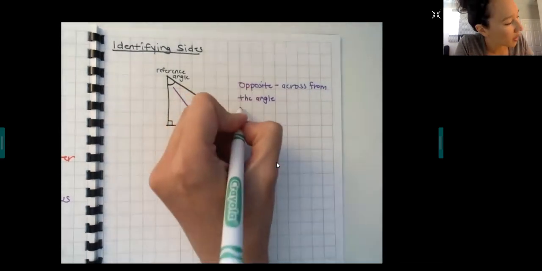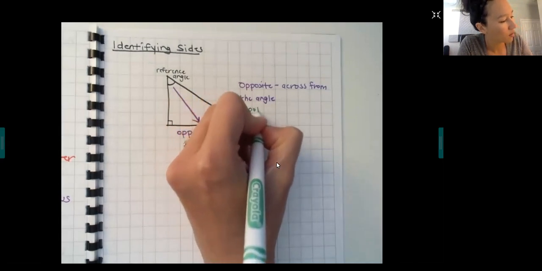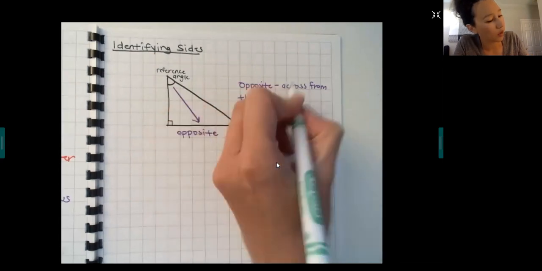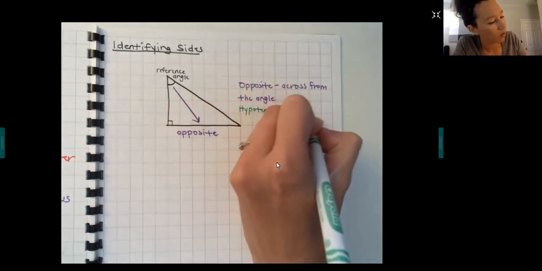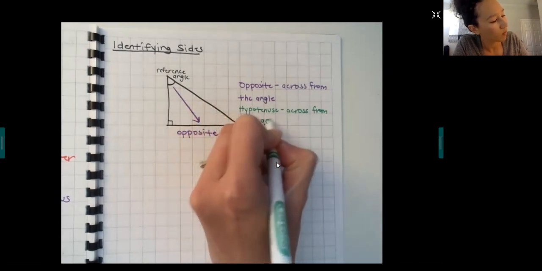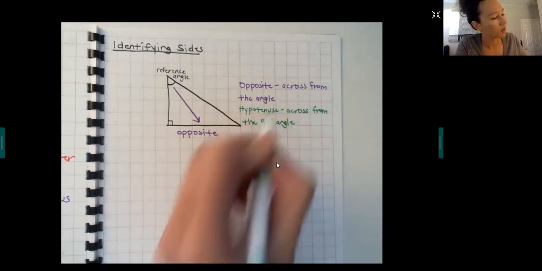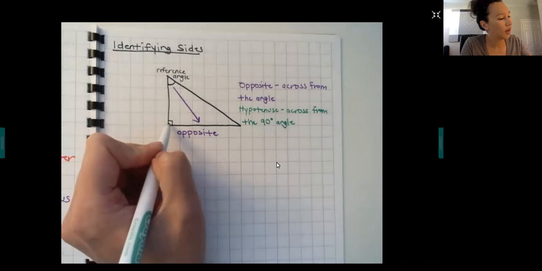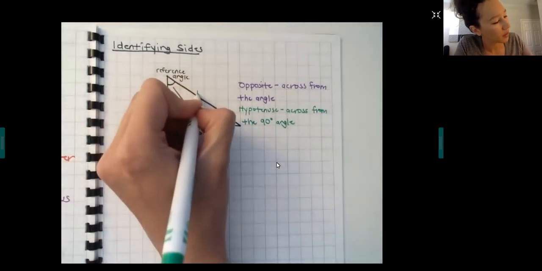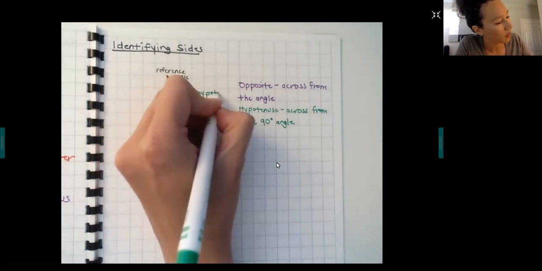Okay, and then the hypotenuse is always across from the 90-degree angle. So here's our 90-degree angle. So the side across from that is right here, which means this is our hypotenuse.